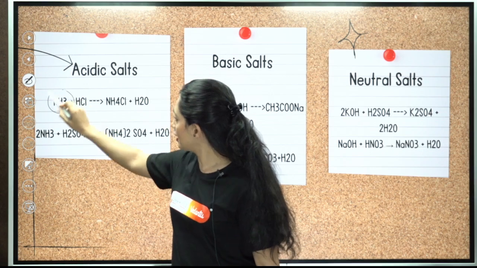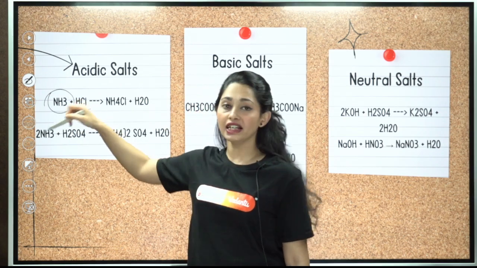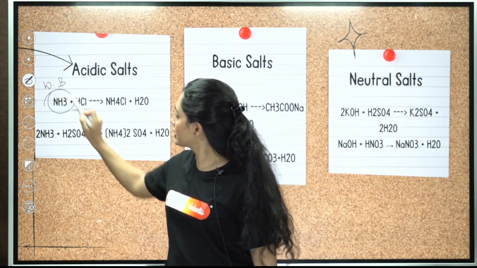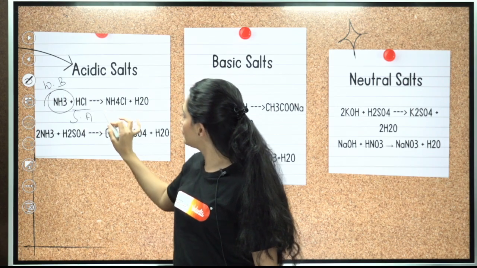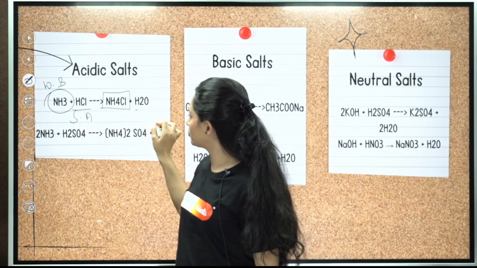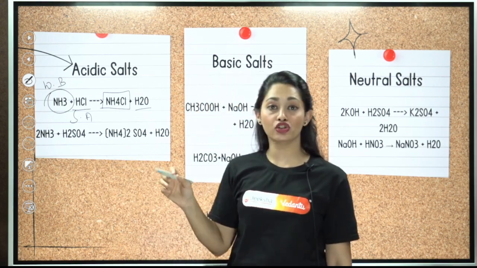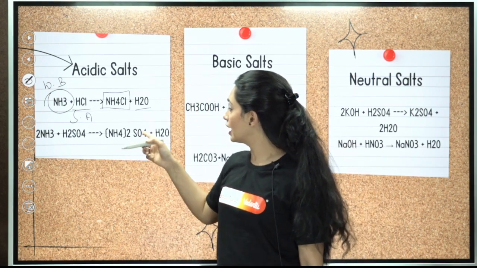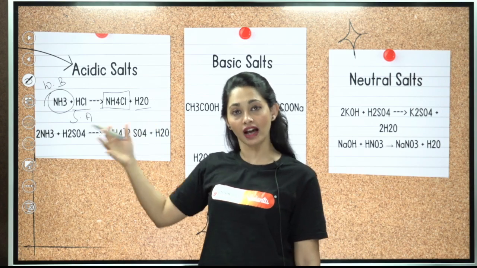Moving on to acidic salts, examples have been given along with the reaction. Ammonia is reacting with HCl. Ammonia is a weak base and HCl is a strong acid. So we'll get the acidic salt ammonium chloride and water. NH3 when it reacts with H2SO4, we are going to get ammonium sulfate, which is also an acidic salt.